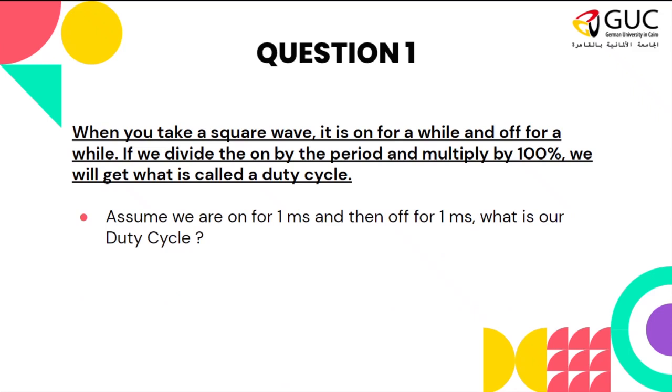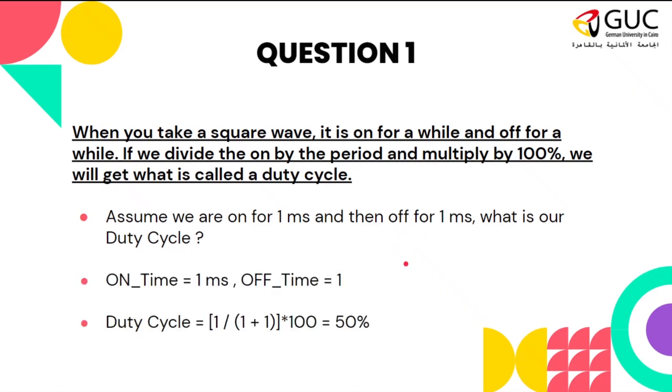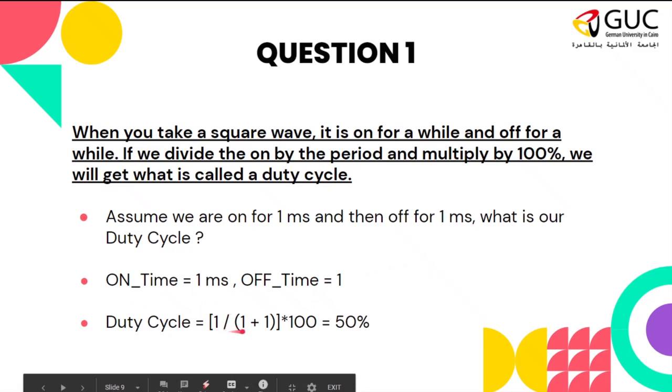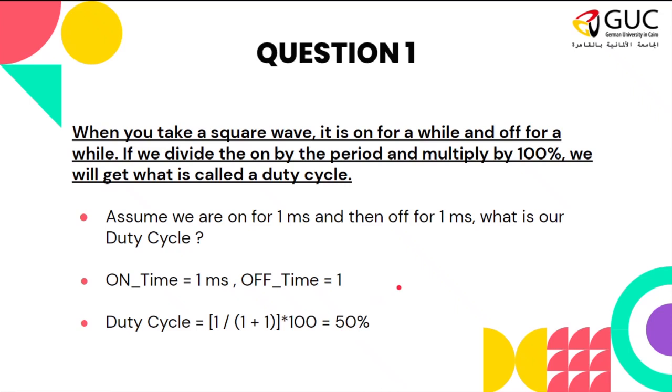The second question says, assume we are on for 1 millisecond and then off for 1 millisecond. What is our duty cycle? Let's find out. Our on time is 1, off time is 1. The duty cycle is the on time over the total time, which is on plus off, times 100 to get it in percentage. So in this question we have a duty cycle of 50%.